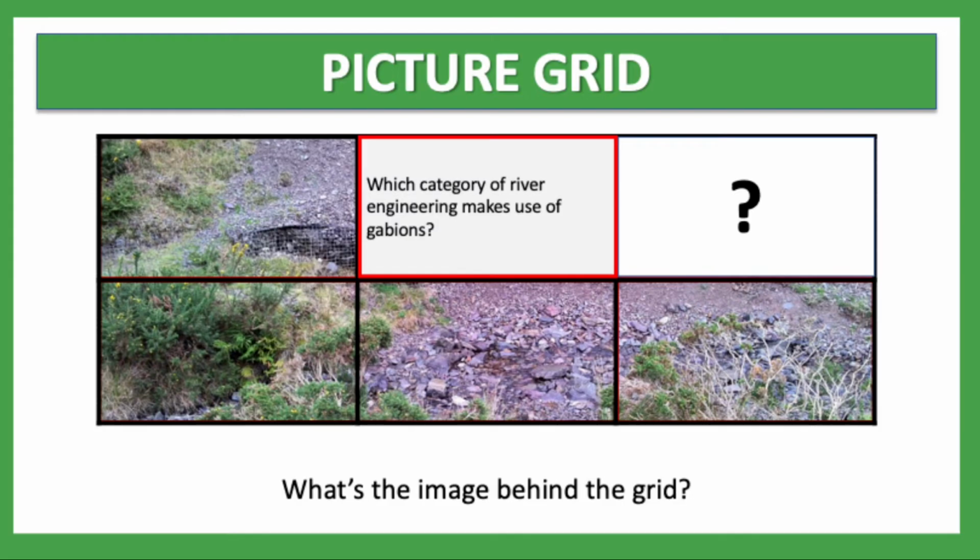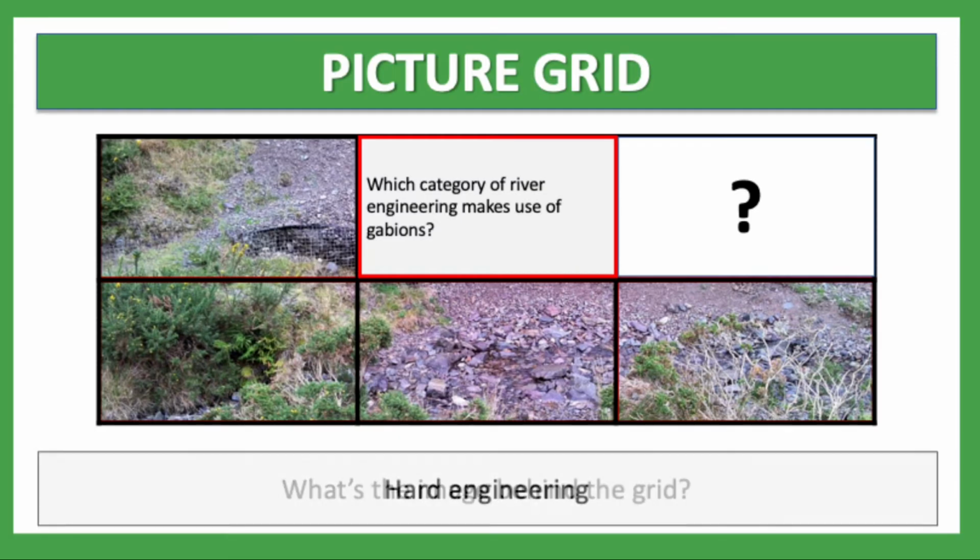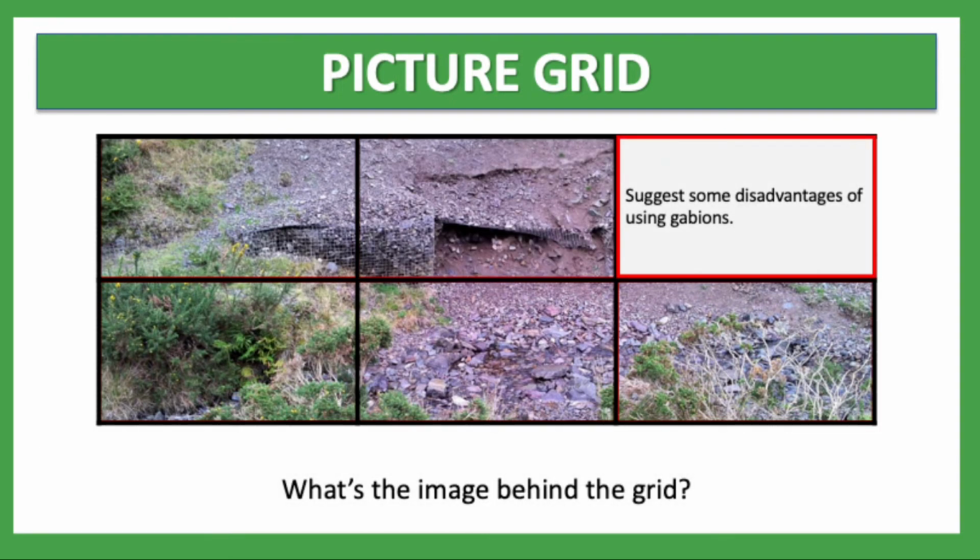Which category of river engineering makes use of gabions? Is it hard or soft? Just giving you a clue there. So which category of river engineering makes use of gabions? It is hard engineering. So remember, hard engineering is all about building structures, while soft engineering works with nature.